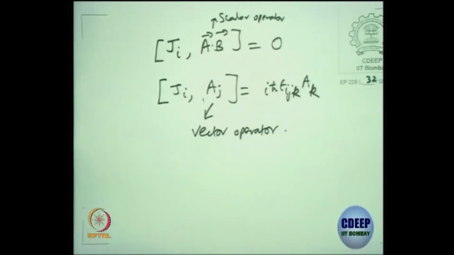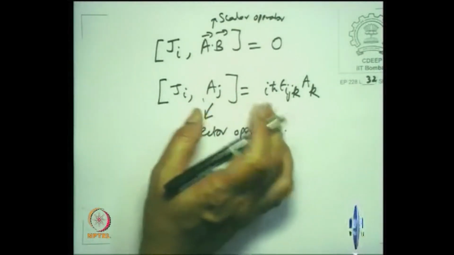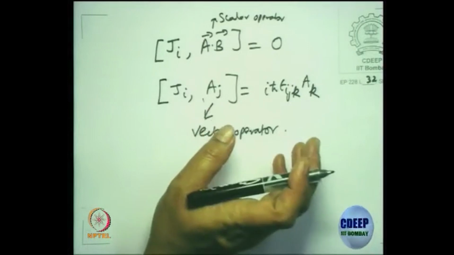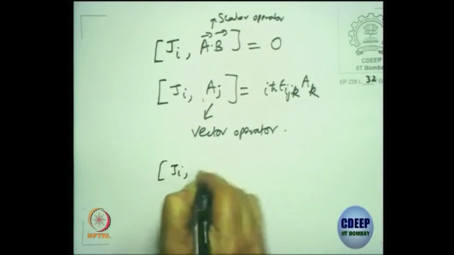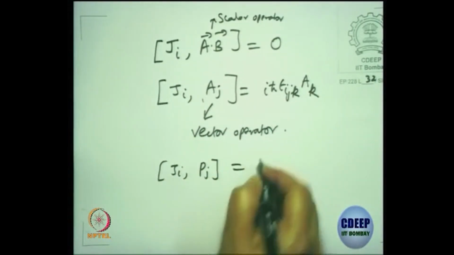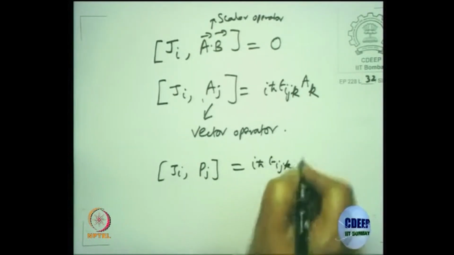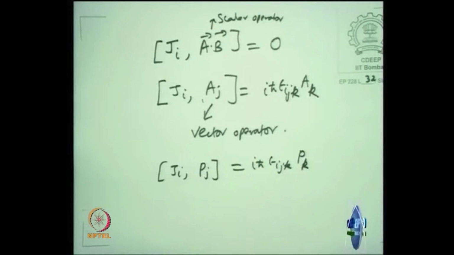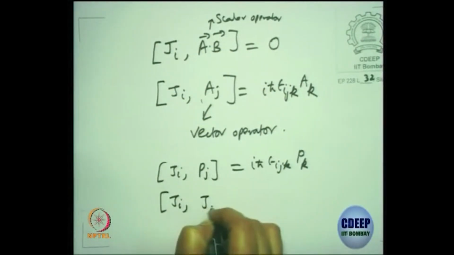We call them vector operators if they behave exactly similar to the way the components of your position vector behave under rotations. So you can go and check what Ji with the momentum components is. It will be i h cross epsilon ijk pk. Angular momentum, Ji itself, is a vector operator.